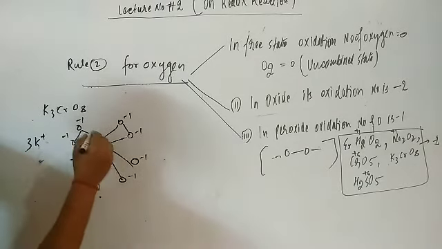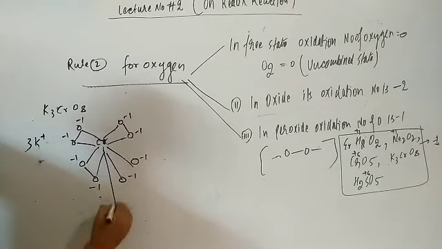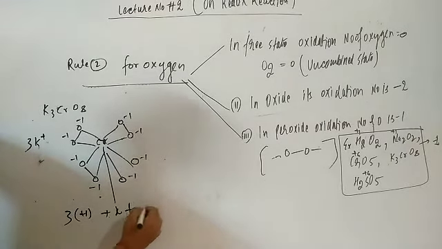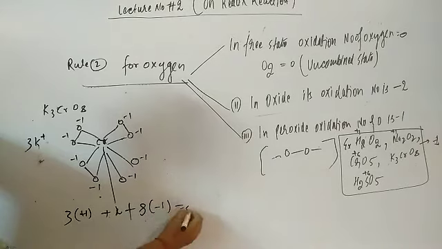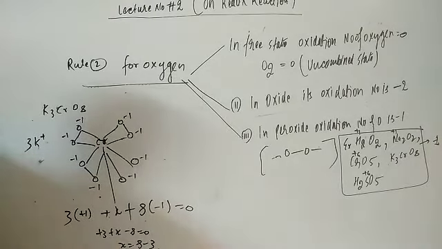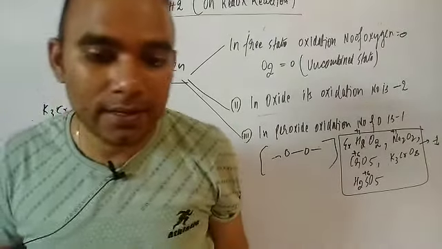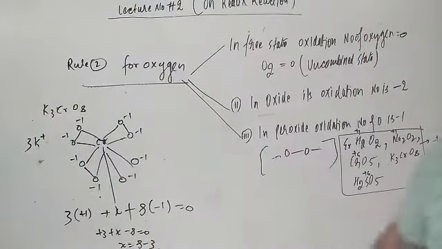For the chromium you consider this as X, and here 3 potassiums are there, potassium +1 multiplied by 3. And oxygen, how much? 8 are there, each oxygen -1, equal to 0. So +3 plus X minus 8 is equal to 0. So X is equal to 8 minus 3. So X is equal to how much coming, student? Plus 5. So you have to understand how many peroxide linkages are there in the given compound, student.